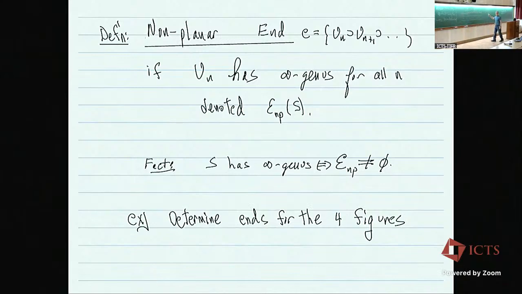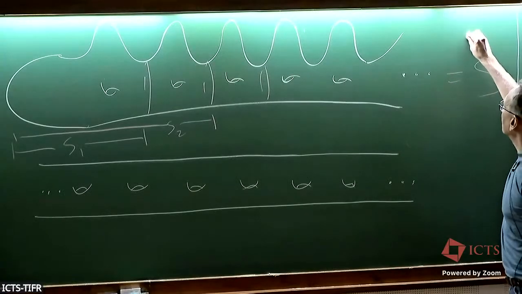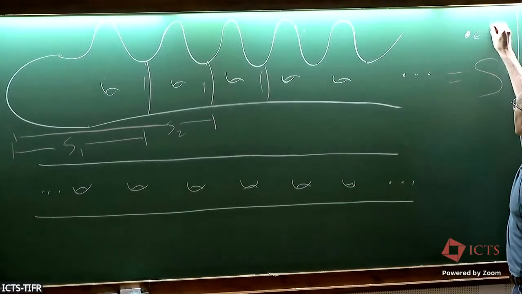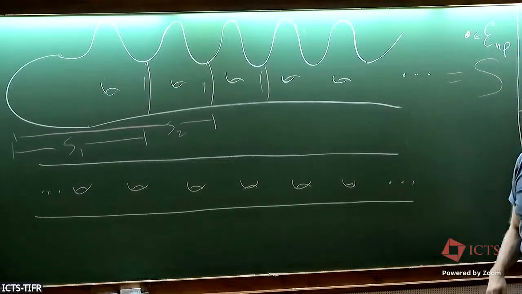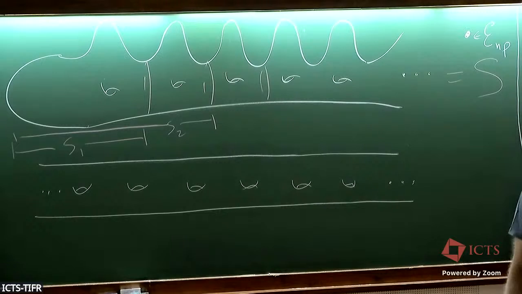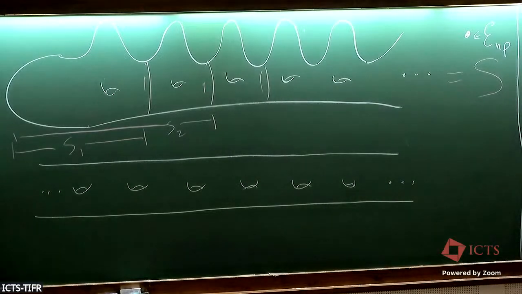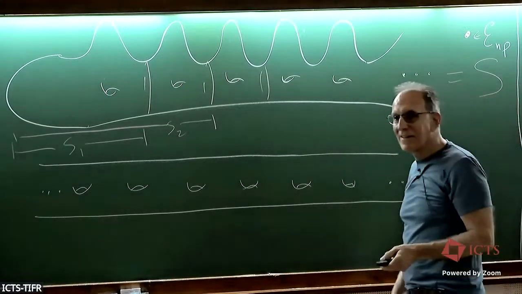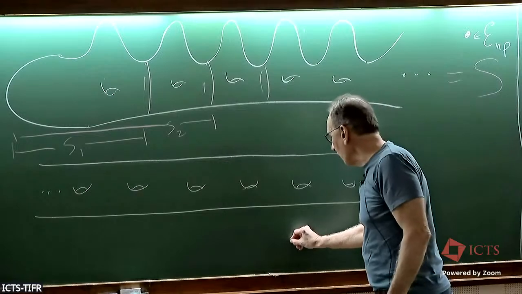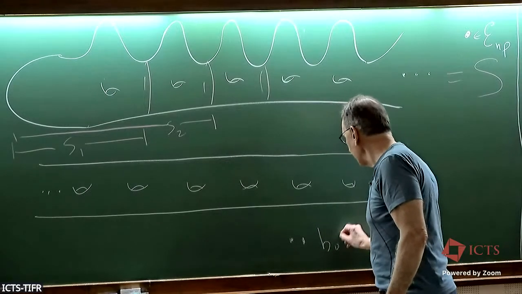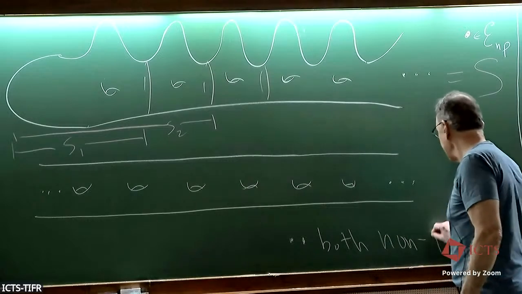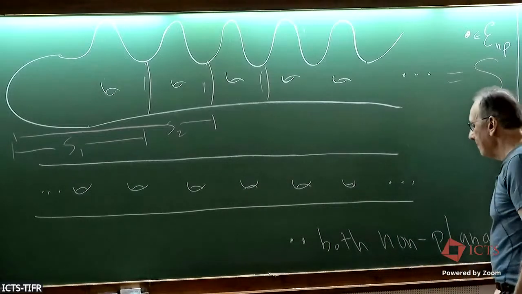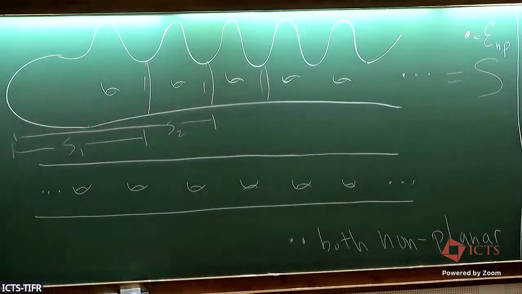Okay, so how about this one? The Loch Ness Monster has one end, right? So it's just one point, and it's in the non-planar ends. Right? So it has just one non-planar end. How about this one? Both of them are non-planar. So there's two ends, and they're both non-planar.